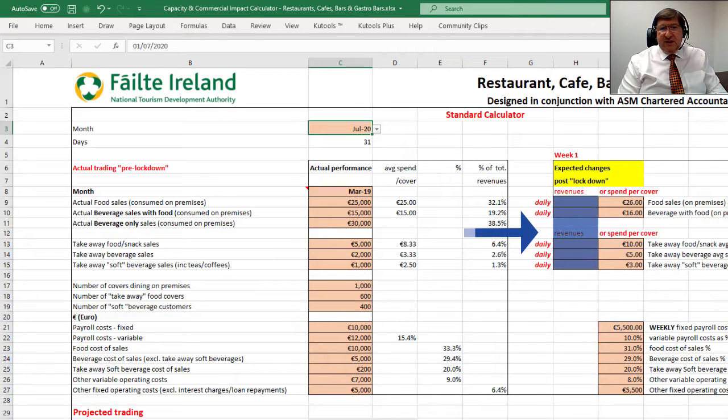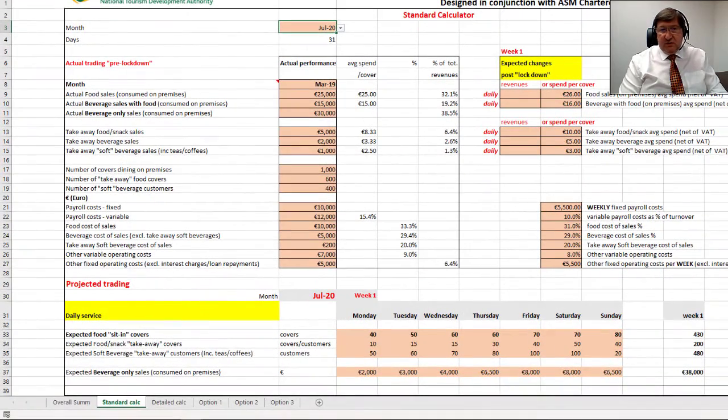Now, in this area of the tab, provide an estimate of income on a daily basis for sit-in or takeaway food and beverage sales, or an average spend per cover. If you enter an average spend per cover, you must also enter the expected number of covers in each day in this area of the sheet. Otherwise, the calculator will not work.